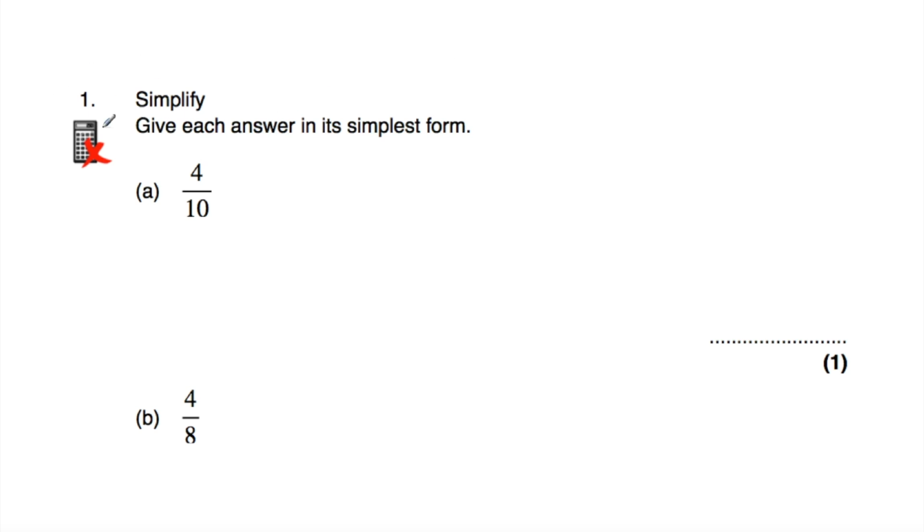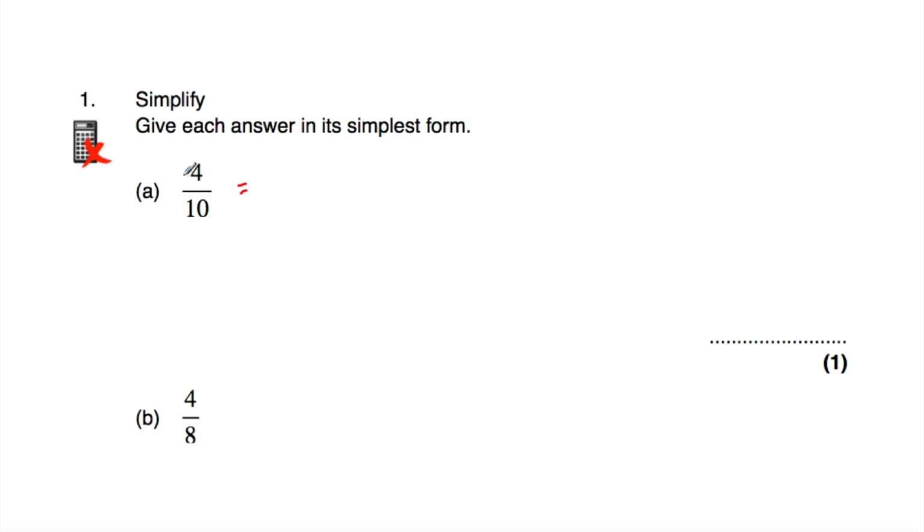Okay, question number one says to simplify each of the following. So we've been asked to simplify, in part A, 4/10. If we want to simplify this fraction, we want to try and divide the numerator and the denominator by the same number and cancel it down. As you can see here, 4 and 10 are both divisible by 2. So let's divide both of them by 2.